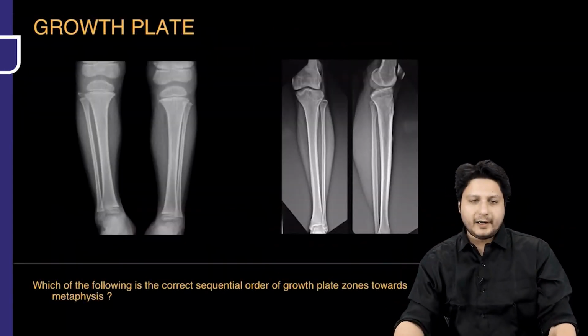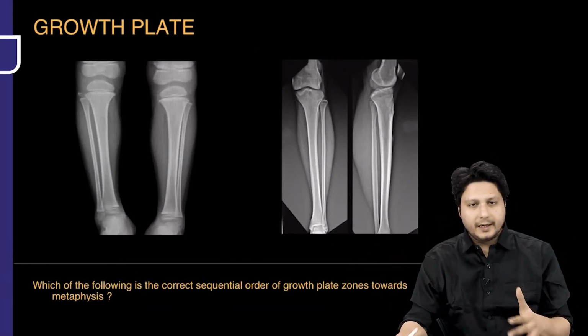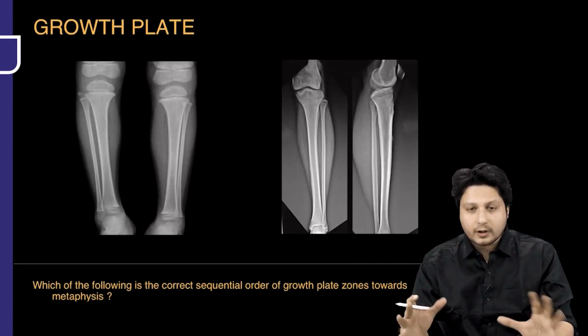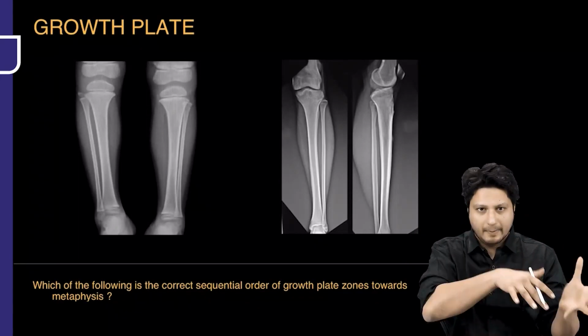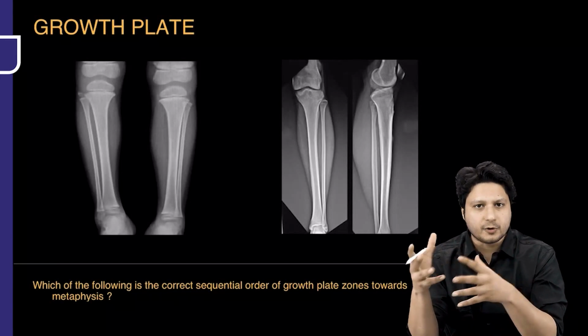Next topic is the growth plate. Now, all of you are very much aware of what the growth plate is. It is responsible for increasing the length of the bone. Now, if you look at two different kinds of bones, one is skeletally immature and the other is one where the growth plate is obliterated, that means it is already fused.